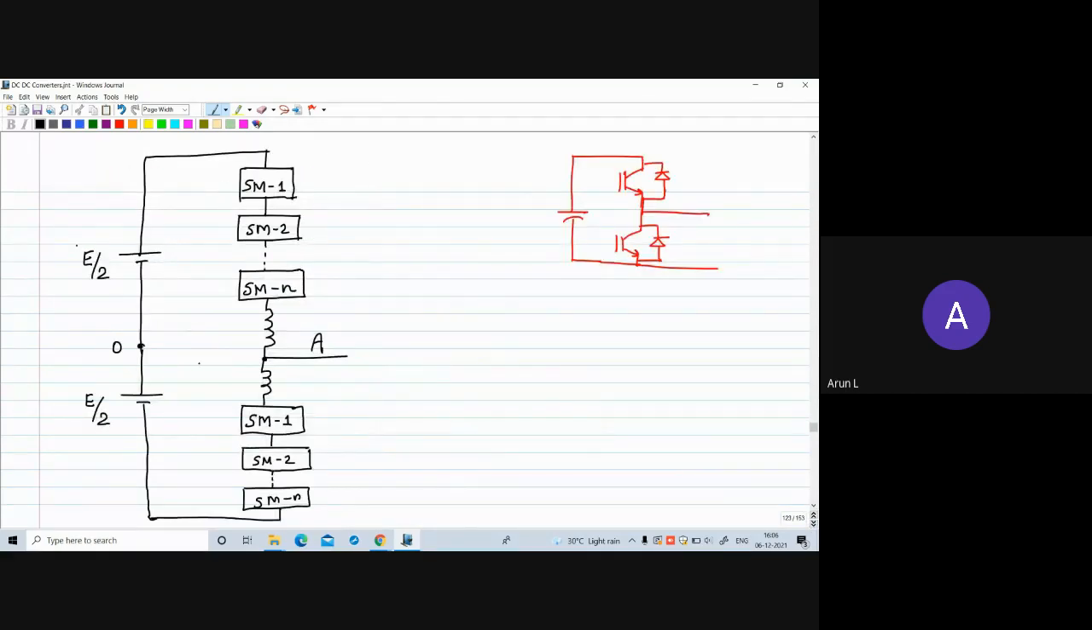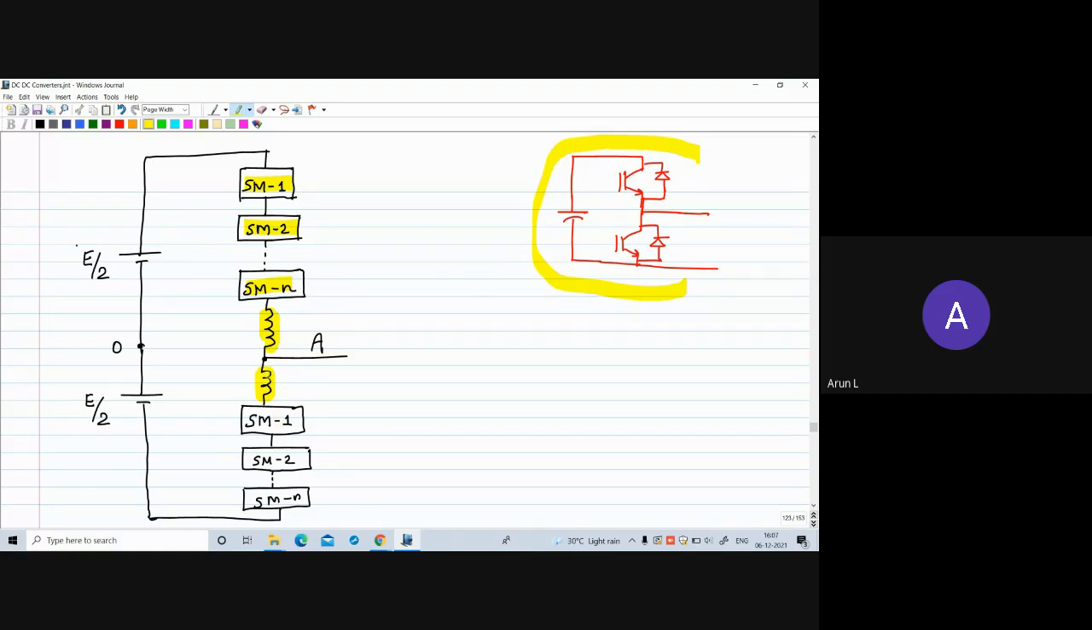So this is the typical topology of a modular multi-level converter. It appears similar to a half bridge, except it has two arm inductances. And in each arm, it has an arm inductance and a large number of submodules, n submodules. And each submodule will be either a half bridge or a full bridge. I have shown a half bridge here. Full bridge we have just seen.